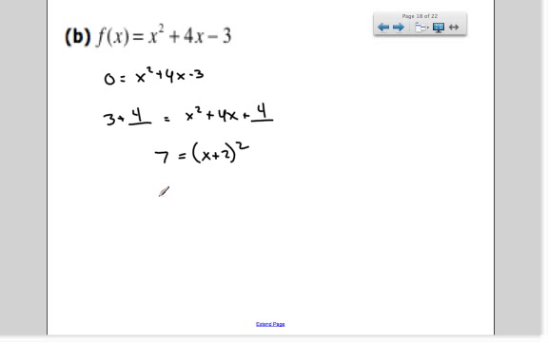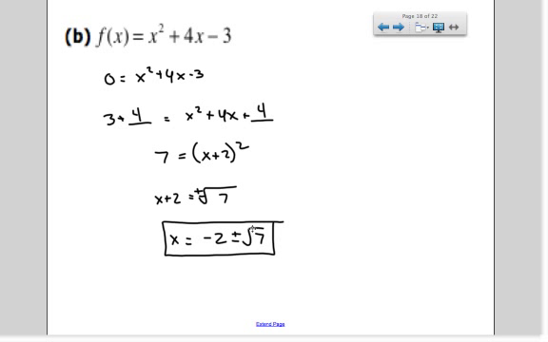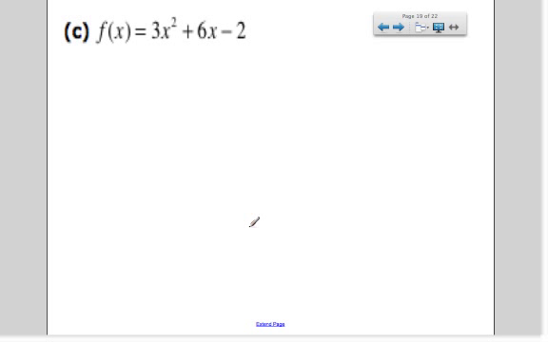Square root both sides, so this gives me x + 2 = ±√7. Subtract 2. x = -2 ± √7. And there we go. Okay. Alright, and here's another one. First, set f(x) equal to 0.